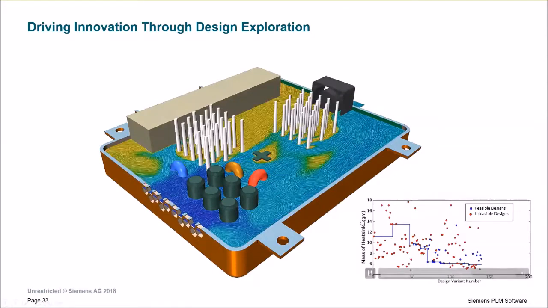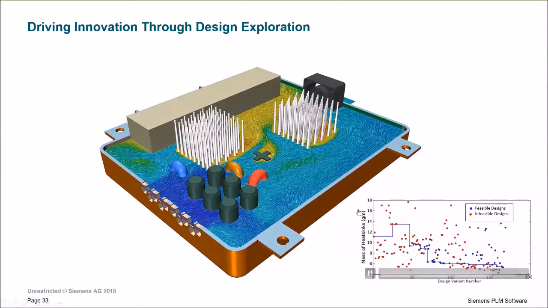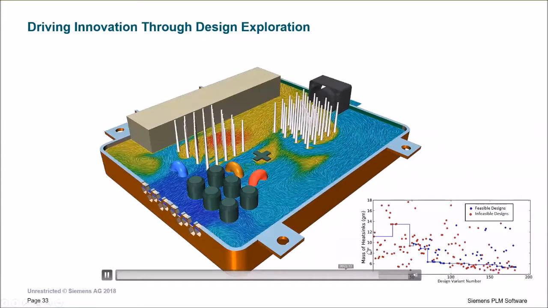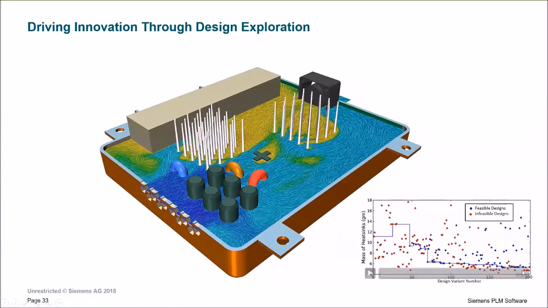You see here the development of the mass of the heat sinks, which is the restriction or one of the objectives. You can see the number of design variables you are using to achieve the minimum mass.